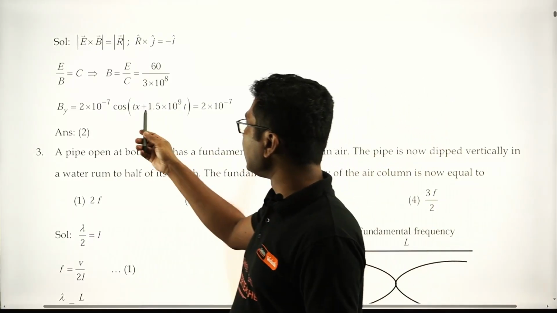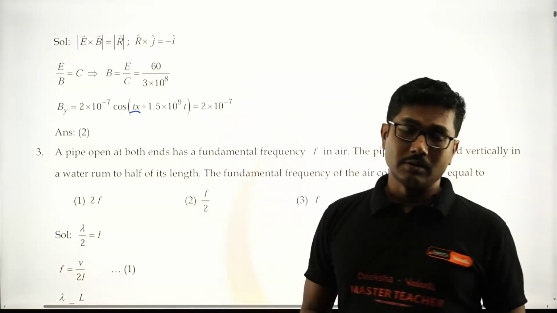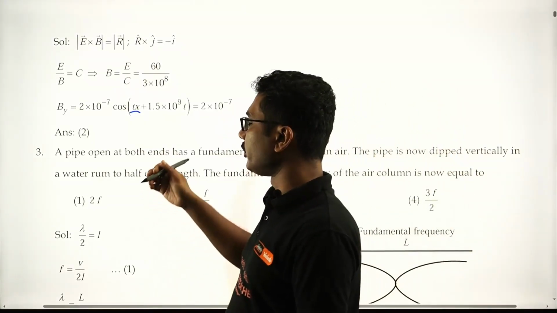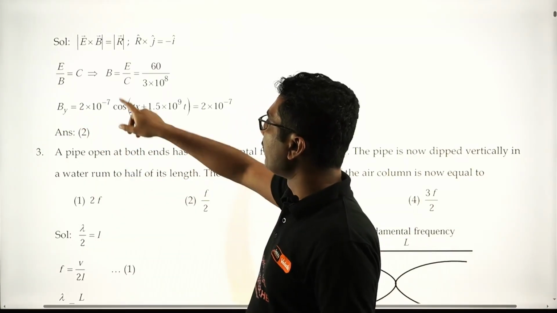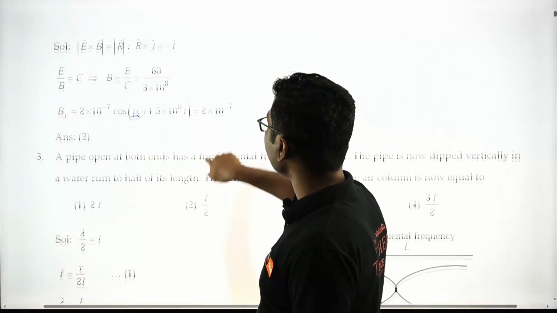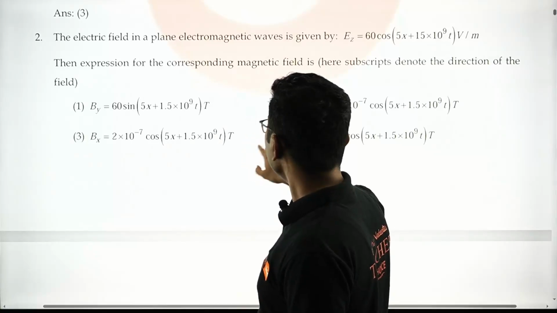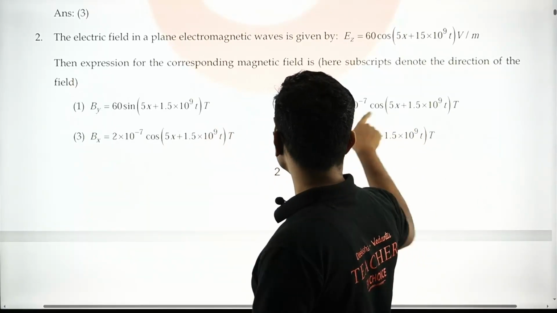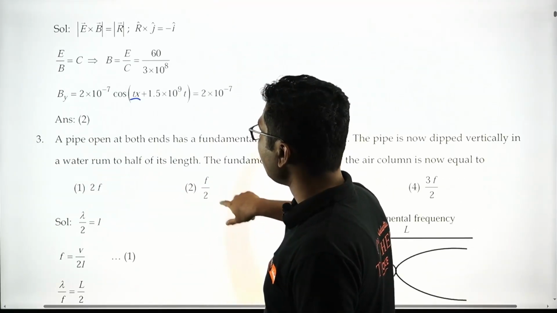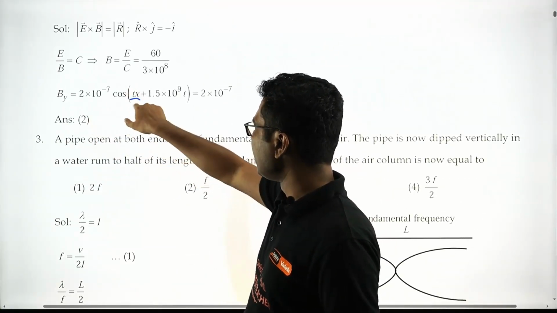The x represents here the propagation of the wave, not the electric field. So that means you can calculate the magnitude of the constant, and from there you can calculate whatever is the B. Okay, it is 2 into 10 to the power of minus 7. So the option is 2.